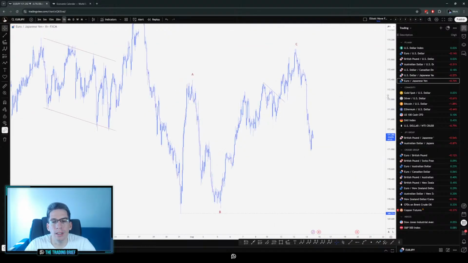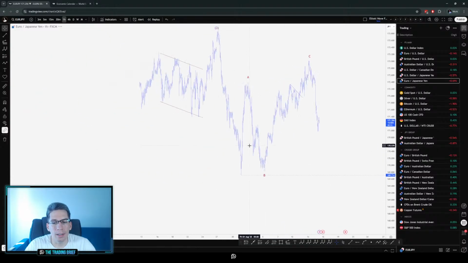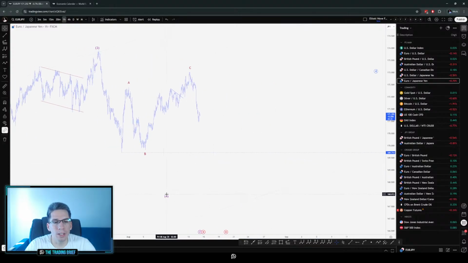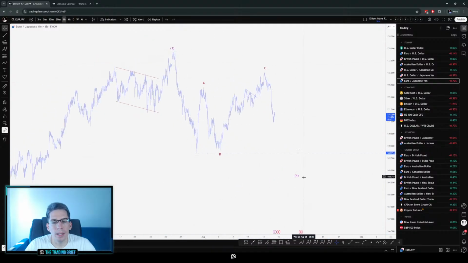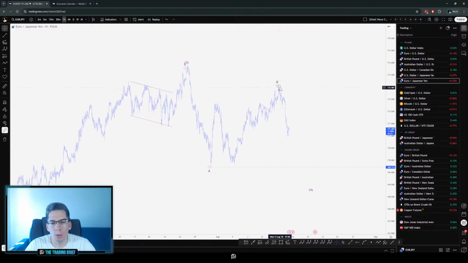Similar story comes to the euro yen. We did that ABC. We are seeing a strong bearish momentum. And that's why we are considering this as a potential larger wave 4. So A, B, and C. Let me just make it easier for you guys to see. This part becomes this part. And the process is going to be exactly the same as we are using for, let's say, dollar yen.